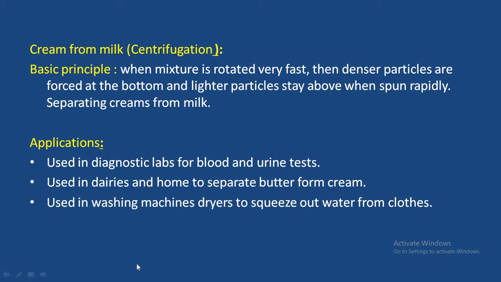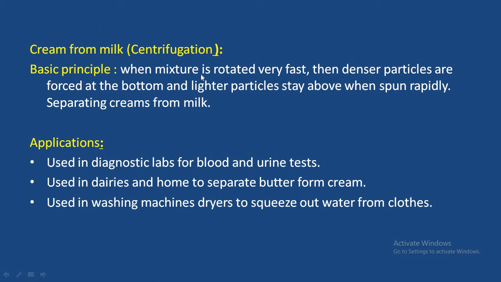When the mixture is spun rapidly, the dense particles are forced to settle at the bottom. The heavier particles will settle at the bottom, and the lighter particles which have less density will float or be present at the top. It means the cream, which is lighter, separated from the milk, will settle at the top, whereas milk is at the bottom. In this way we can separate the cream from the milk by the process of centrifugation.